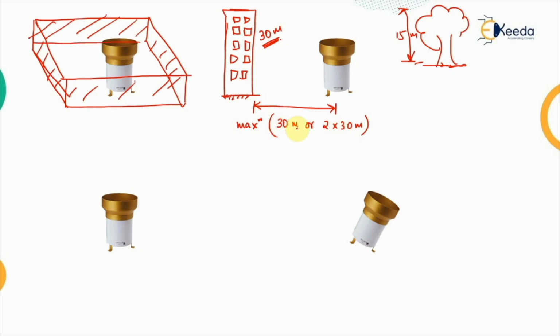So one is 30 meter, another distance is 60 meter. So the maximum of the two is 60 meter. So the distance of the rain gauge from this building must be at least 60 meter.